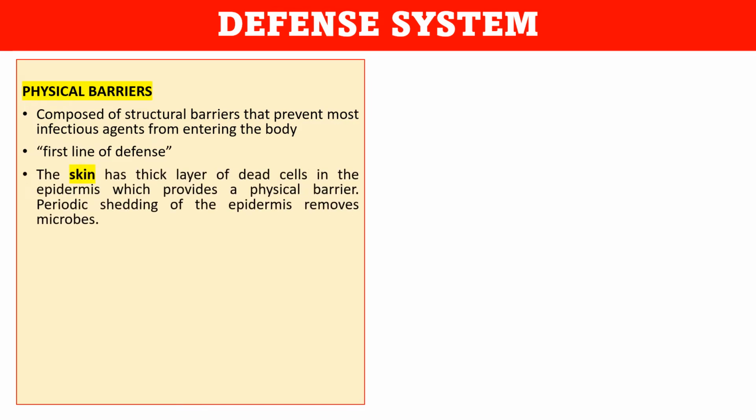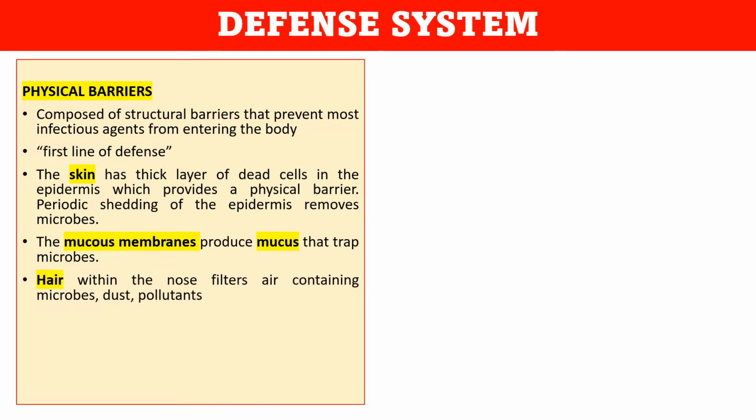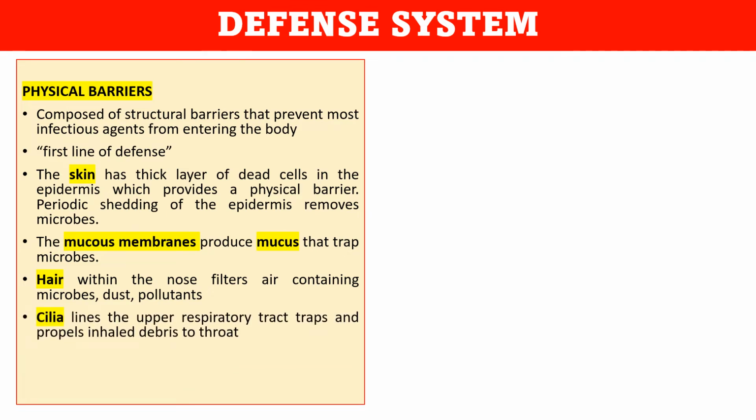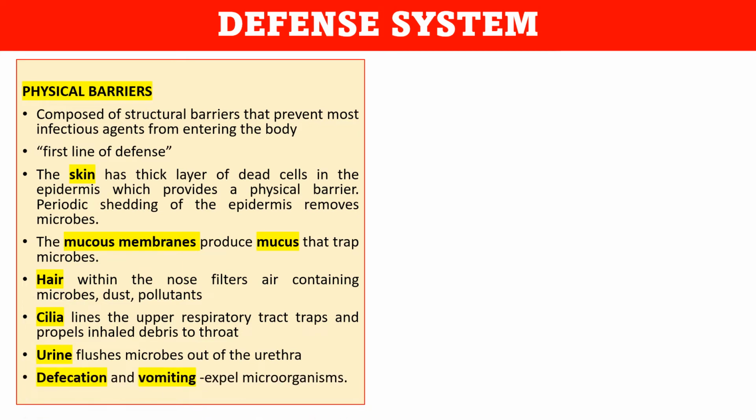The skin has a thick layer of dead cells in the epidermis which provides a physical barrier, and periodic shedding of the epidermis removes microbes. The mucous membrane produces mucus that traps microbes. Hair within the nose filters air containing microbes, dust, and pollutants. Cilia line the upper respiratory tract, trapping and propelling inhaled debris to the throat. Urine flushes microbes out of the urethra, and defecation and vomiting expel microorganisms.